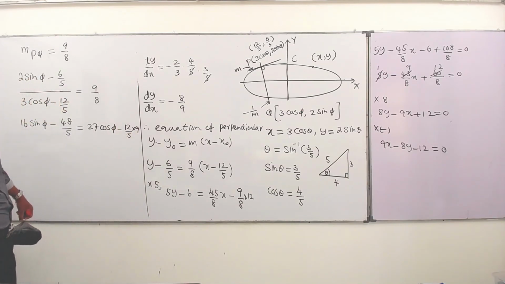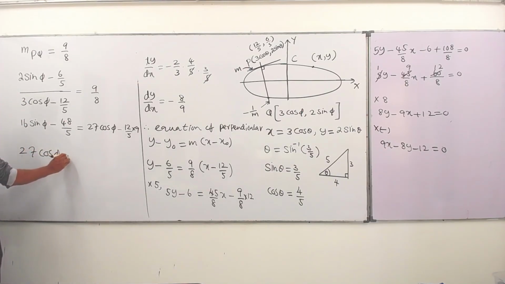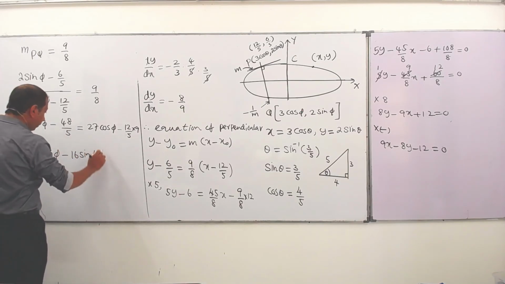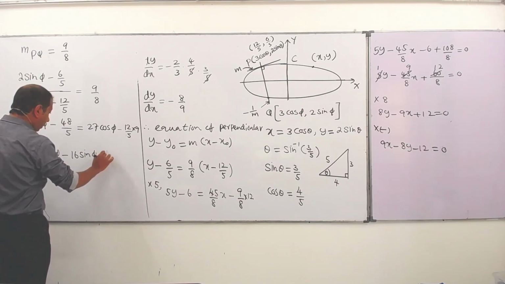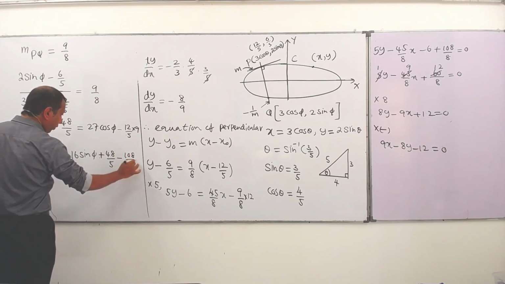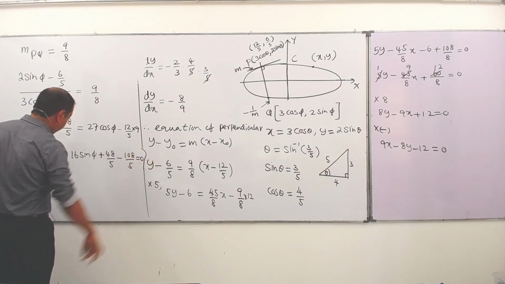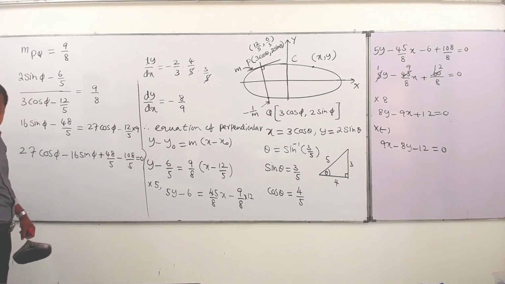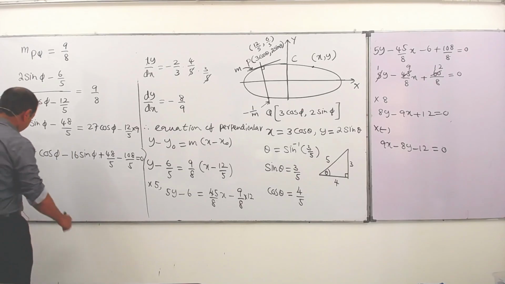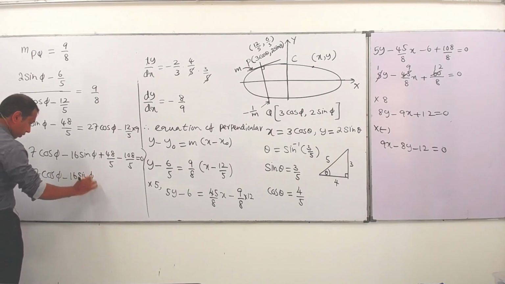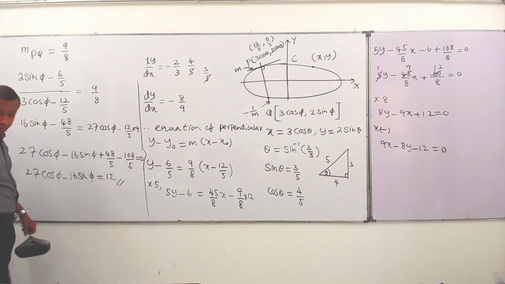Right. What is it asking to show? We'll take these terms to the right hand side: 27 cos phi minus 16 sin phi, taking it to the right hand side, then plus 48 by 5 minus 108 by 5 equals 0. Correct, no? Then here we get minus 60 by 5, which is minus 12. Taking that to the right hand side, this is equal to plus 12. That way you can take that answer, right?